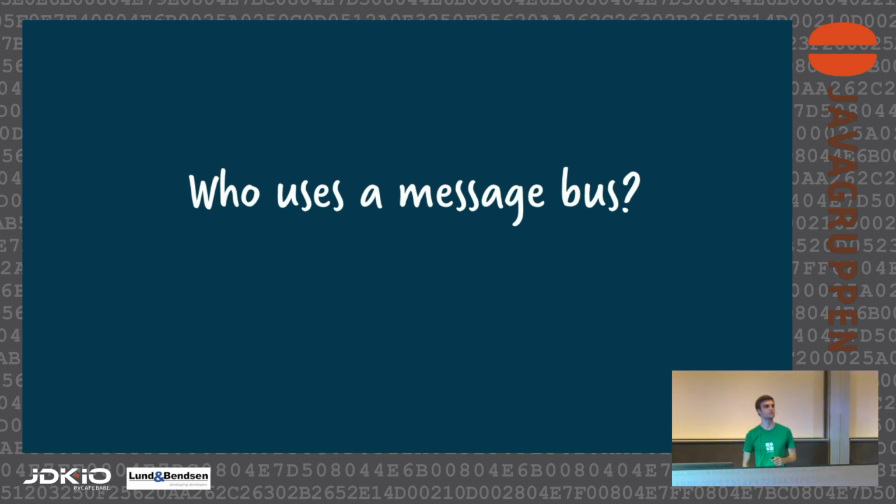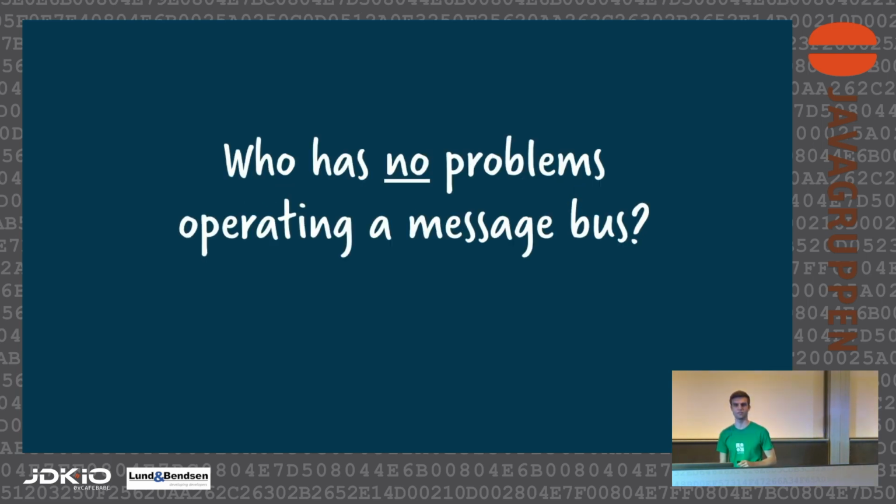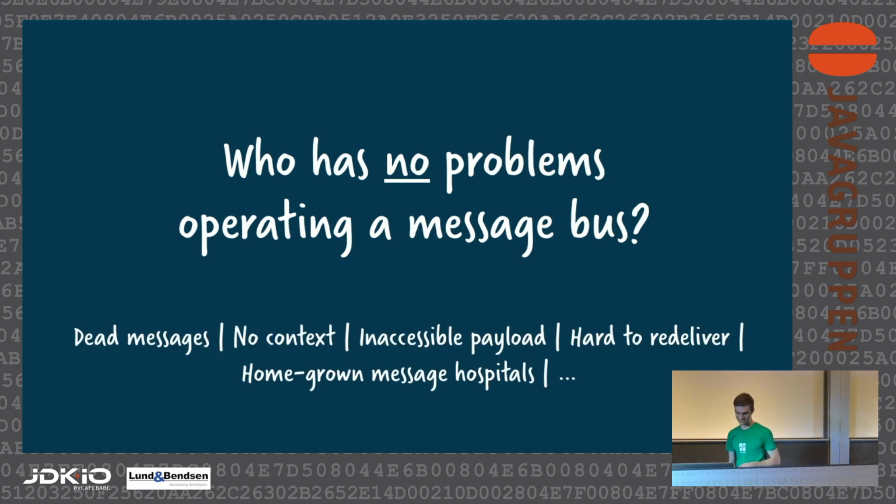Okay, that's like a third of the room, maybe a bit less. So who has no problems in operating this message bus? Okay, two people. At least two, yeah. Usually there's one up to two maximum when we do this talk. So there are all different kinds of problems that you can have when you're using a message bus. Things like dead messages, for example.